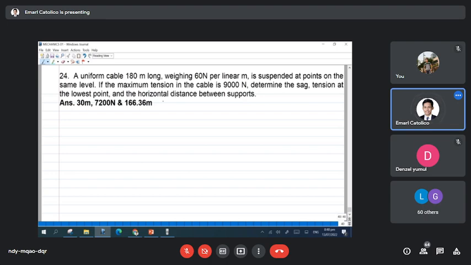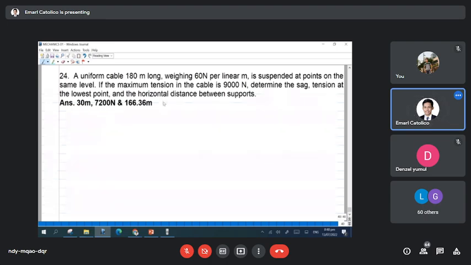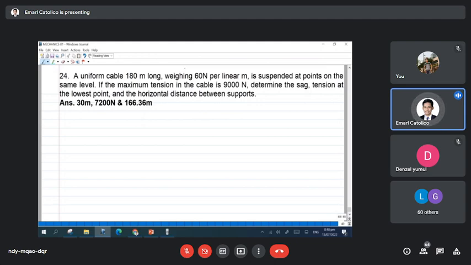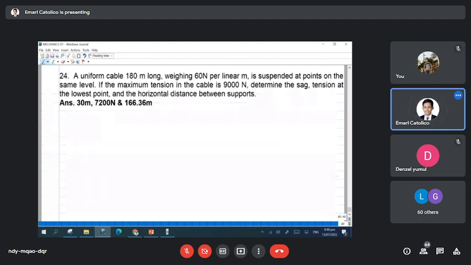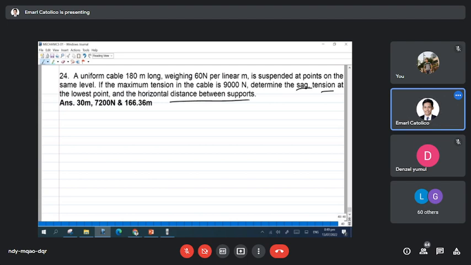Okay, so number 24. A uniform cable, 180 meters long, weighing 60 Newton per linear meter, is suspended between points on the same level. If the maximum tension in the cable is 9,000 Newton, determine the sag, the tension at the lowest point, and the horizontal distance between supports. So, tatlong hinahanap dyan. Kunin muna natin yung given.